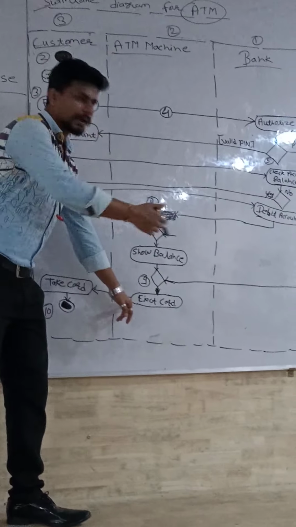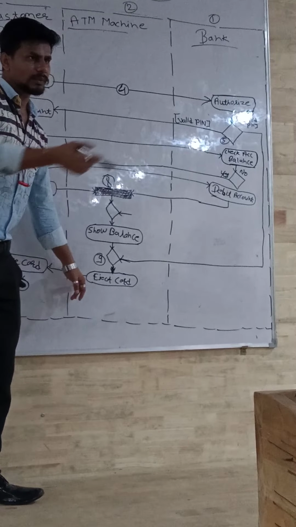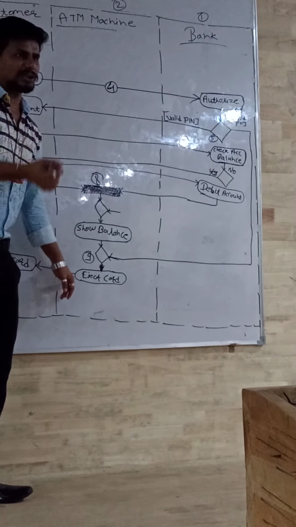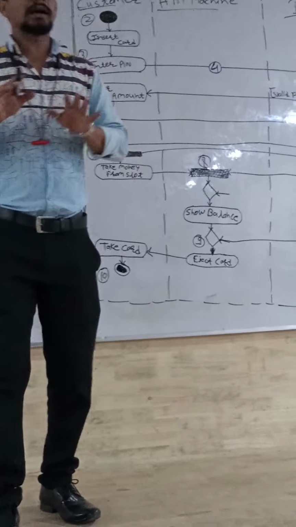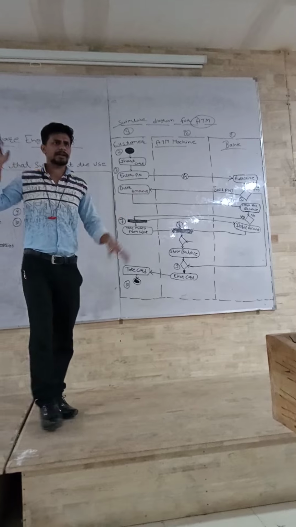What will happen? You will eject your card. Your process is completed. You will eject your card, take your card and you will leave. Right? Understand this swim lane process and activity process.